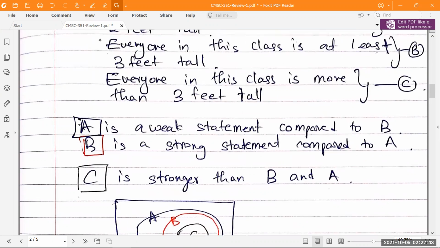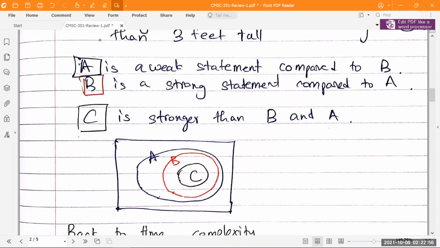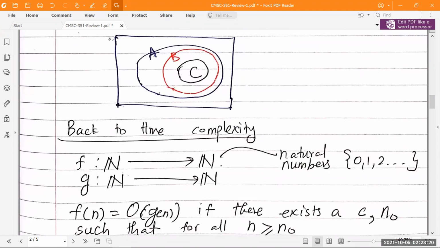And C says everyone in the class is more than 3 feet tall. So why is C stronger than B? Because in order for something to qualify for C, you cannot have people of exactly 3 feet either. So for example, there is an area here which is in B but not in C. In this area, all the classes with people of height 3 and above are in B, but only the classes with all the people taller than 3 feet can go into C. Now you see why you have weaker statements and stronger statements. We'll be using this over and over.